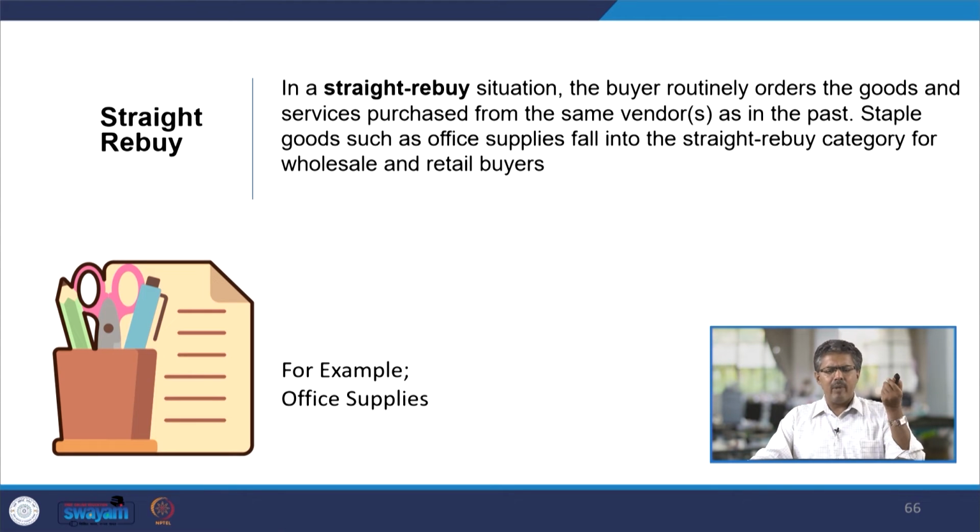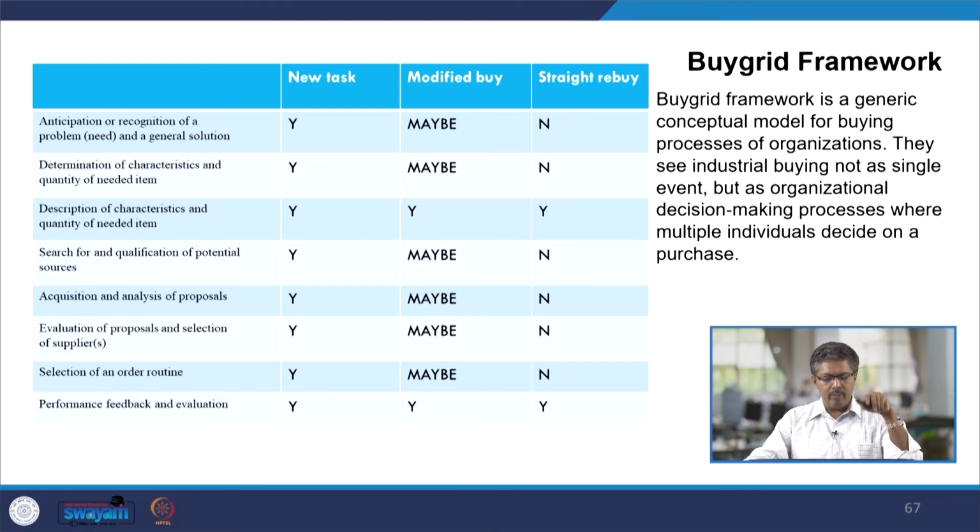The third is a straight rebuy, which I explained, it is a routine order, right, and the services are purchased from the same vendor as in the past. So, staple goods such as office supplies fall into the category of this straight rebuy, right. Okay. So, now we have understood the buying center, we have understood the kind of purchasing being done in our organizations. Now, this is something called a Buygrid framework, where you try to see, in terms of the organization's need, how you explain the new task or the modified buy and straight rebuy.